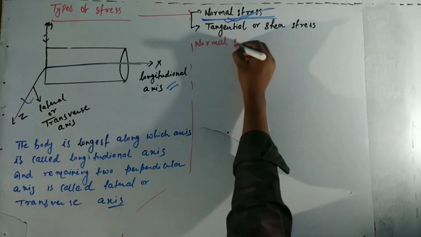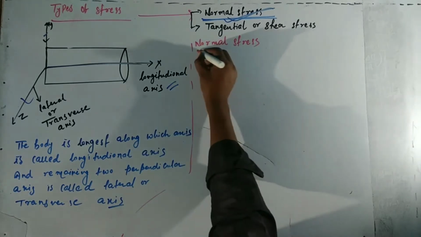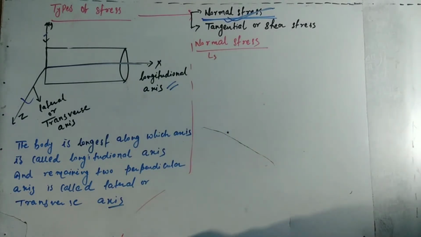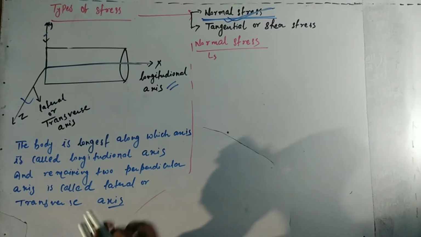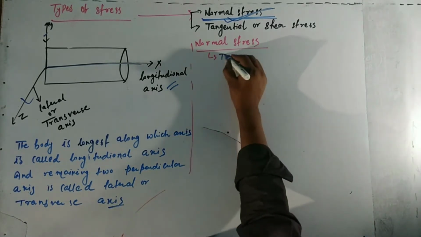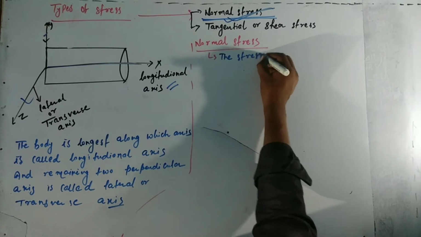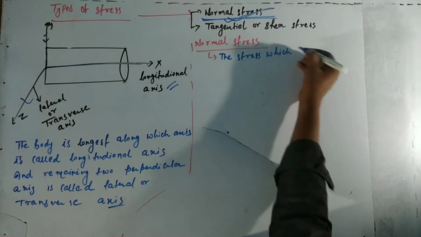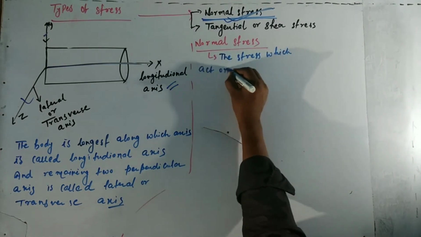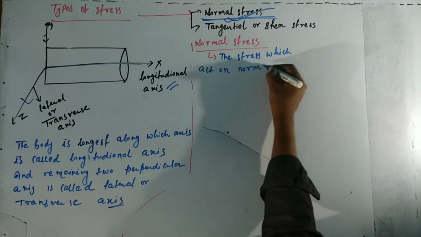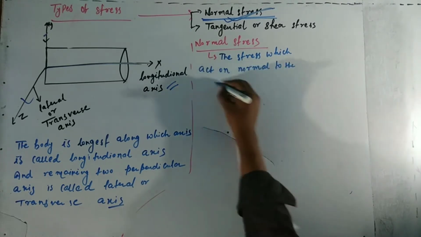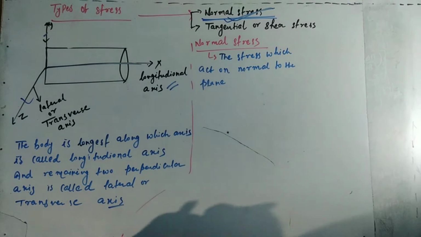So what is normal stress? The stress which acts normal to the plane is called normal stress.